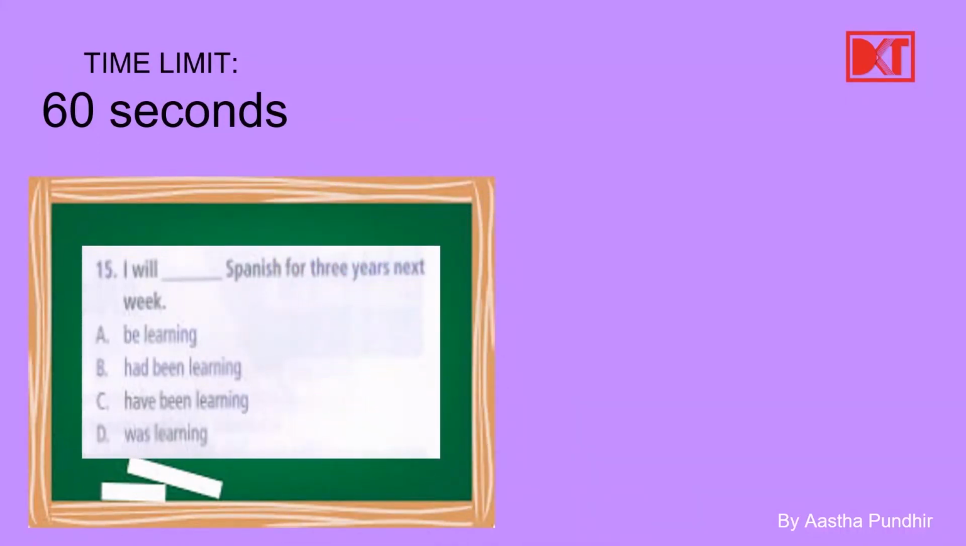Okay, here I will dash Spanish for 3 years next week. I will be learning, I will had been learning, I will have been learning, or D, I will was learning. Now here the correct answer is I will have been learning. Because next week this person will complete 3 years, and for the past 3 years this person had been learning Spanish, so we will be using I will have been learning. वो 3 साल हो जाएंगे when next week. All right.